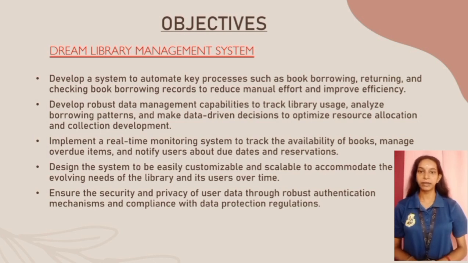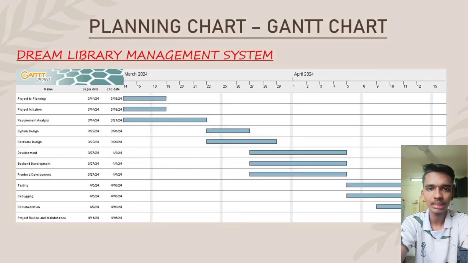Third is implement a real-time monitoring system to track the availability of books, manage overdue items, and notify users about due dates and reservations. Fourth is design the system to be easily customizable and scalable to accommodate the evolving needs of the library and its users over time. Lastly, ensure the security and privacy of user data through robust authentication mechanisms and compliance with the data protection regulations.